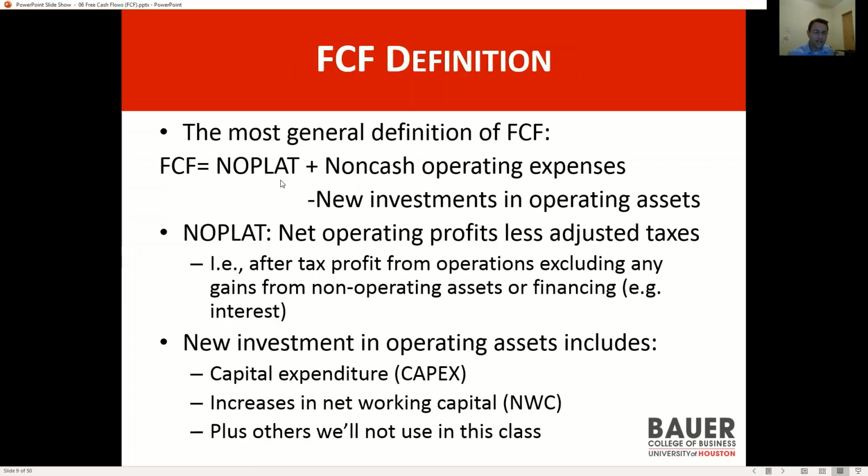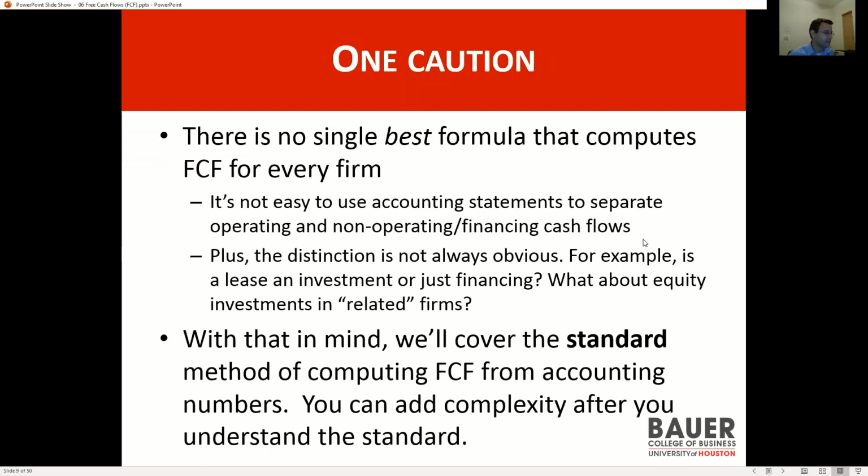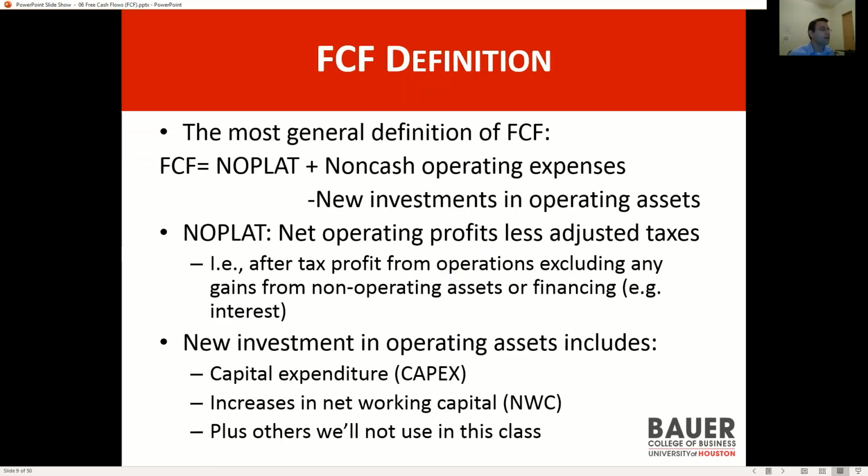This is that idea in a formula. Okay, so we have the free cash flows on the left. That's equal to our net operating profit here. So we start with the operating profit. Sometimes you'll see that as NOPLAT. It's just net operating profit less adjusted taxes. Okay. So this is the after-tax profit from operations.